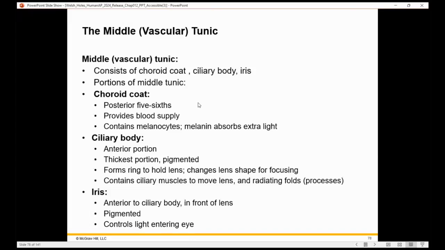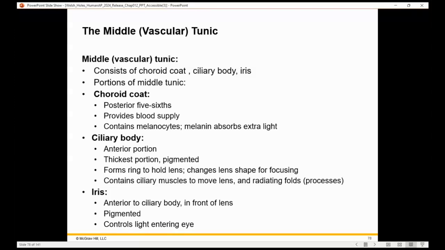Okay, the middle vascular tunic. It consists of the choroid coat, ciliary body, and the iris. Portions of the middle tunic include the choroid coat, which is the posterior 5/6 and provides a blood supply. It also contains melanocytes and has melanin, which absorbs extra light.